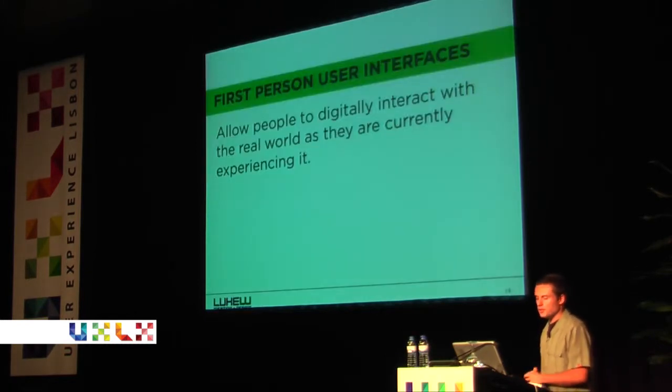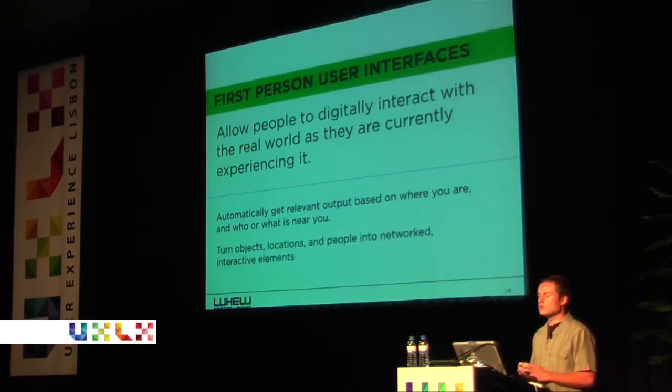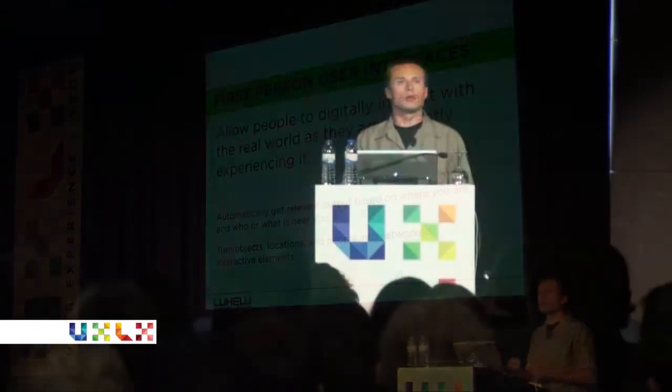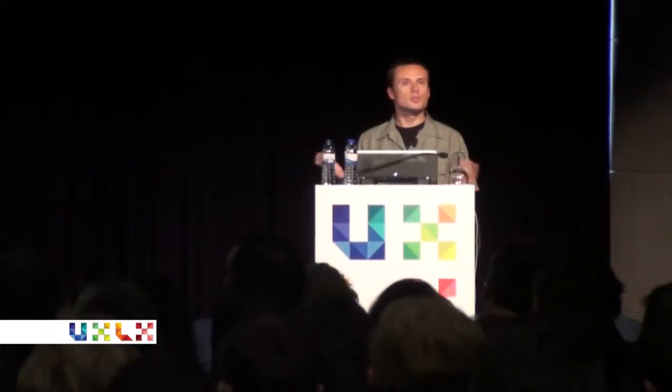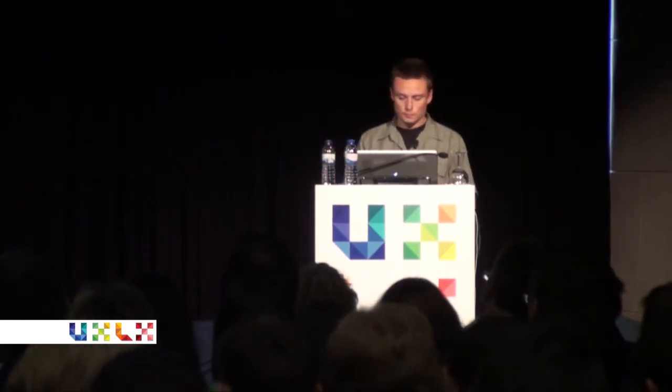So, what's a first-person interface? Essentially, a first-person interface is an application that layers information together with people's immediate view of the world. So my current view of the world right now, I can interact with that digitally. And basically, they give you relevant output based on where you are, who or what is near you, and they can turn things that are around you into networked interactive objects. So that means you get all the good parts of digital with your current situation in the real world, as opposed to having to tell computers over and over again where you are and having all this abstraction.